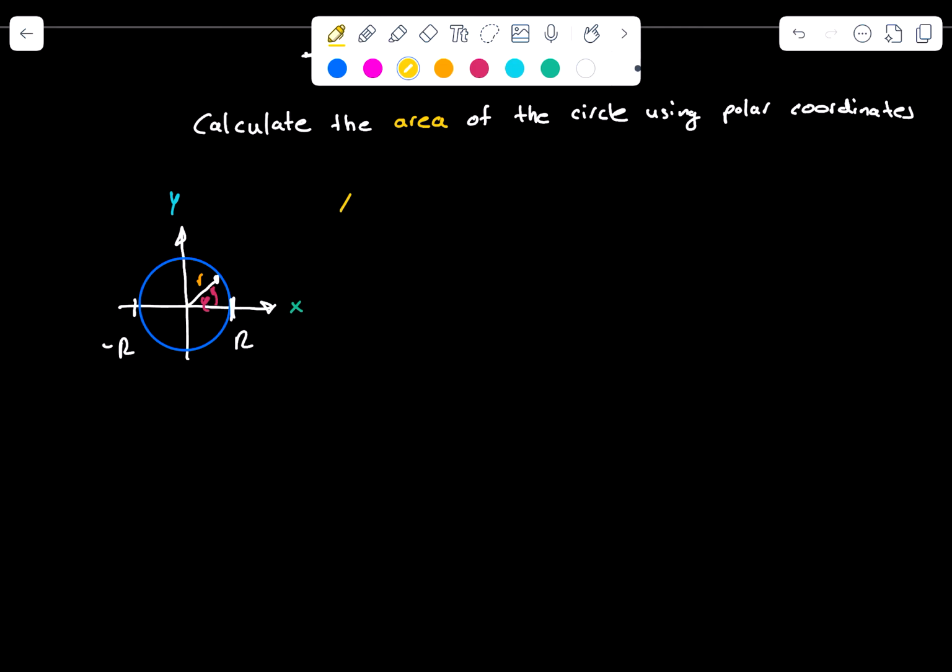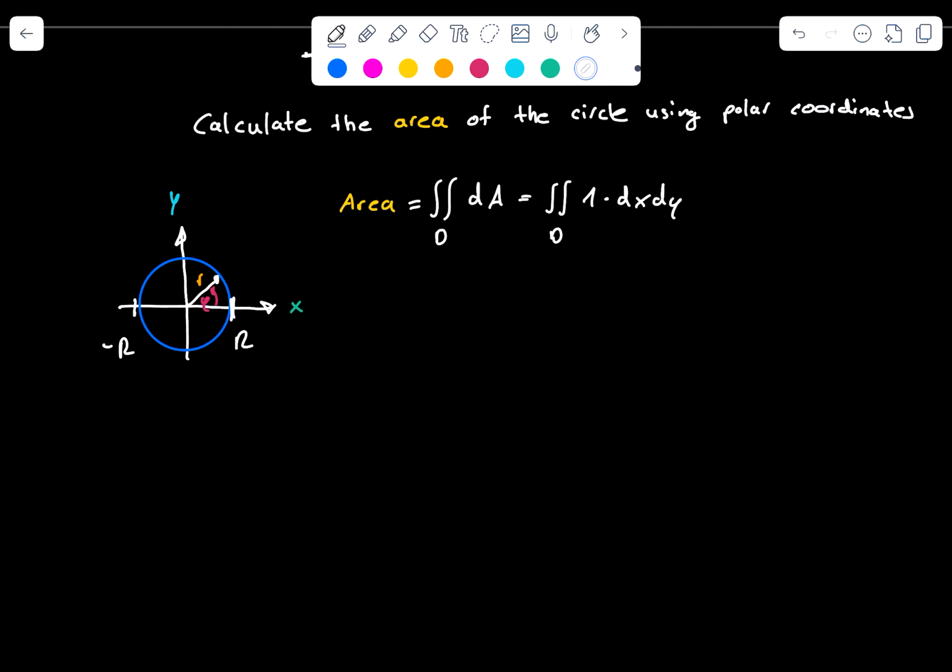Now let's calculate the area of a circle using our new polar coordinates. We'll set up an integral for the area of this circular region. First, we write the area as a double integral over the region D. In Cartesian coordinates, this would be the integral of 1 with respect to x and y. This is essentially saying the area is the integral of the constant function 1, representing a flat surface over our region.